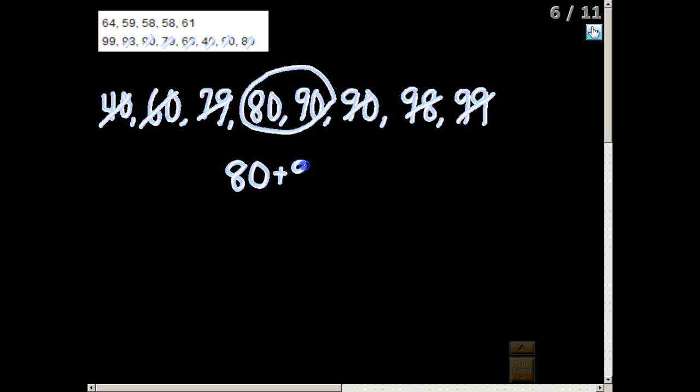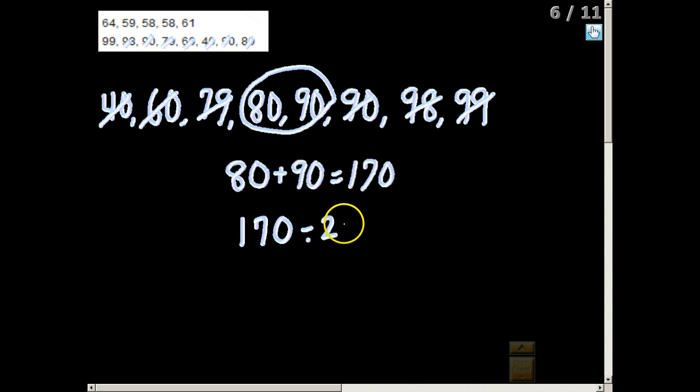You add both numbers together. The 90 and 80, that's going to give me 170. Then what we will do is take this 170 and divide it by 2. So my 170 divided by 2 is going to give me 85. And the median for this set of numbers would be 85.